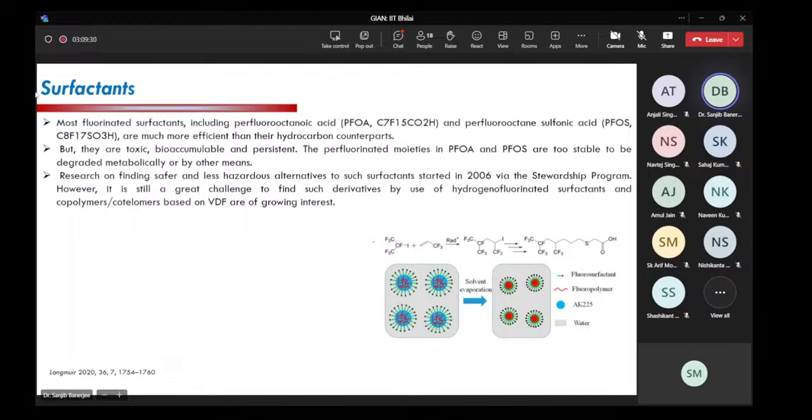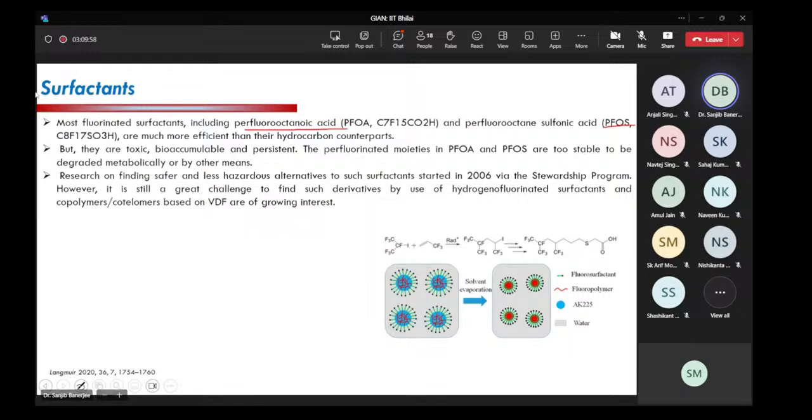What is the use of fluorinated surfactant? They are surfactants, but added to this, they are stable also. They are stable at higher temperature. Perfluorooctanoic acid or PFOA and perfluorooctane sulfonic acid PFOS are very good fluorinated surfactants. They are much more efficient compared to their hydrocarbon counterpart, because normally used surfactants are hydrocarbon based.